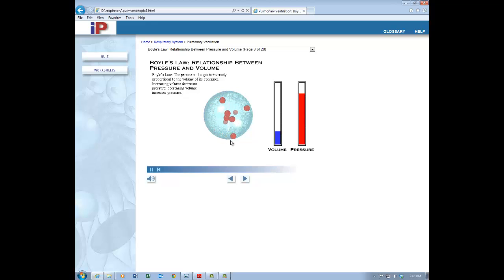These demonstrations illustrate Boyle's law, which states that the pressure of a gas is inversely proportional to the volume of its container. Thus, if you increase the volume of a container, the pressure will decrease, and if you decrease the volume of a container, the pressure will increase. Click the buttons to change the size of the sphere and see the demonstrations again.